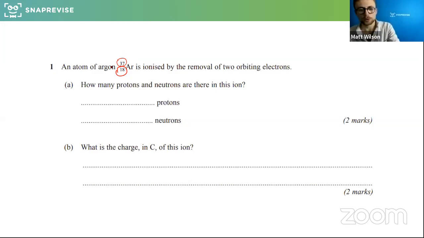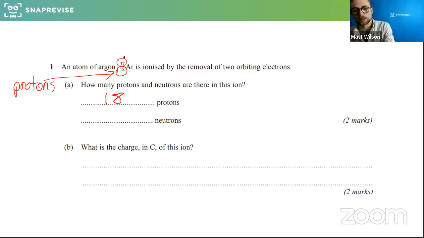So does anyone know what this bottom number here represents? What's that bottom number? It's the smaller of the two numbers. So that's interesting. Yeah, so this one counts the number of protons. It's called the proton number, or the atomic number. So in fact, we know straight away that we have 18 protons. This number at the bottom counts the number of protons. Awesome.